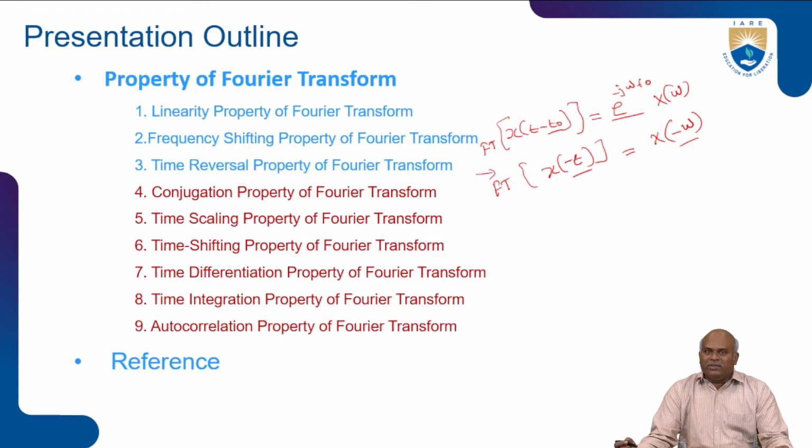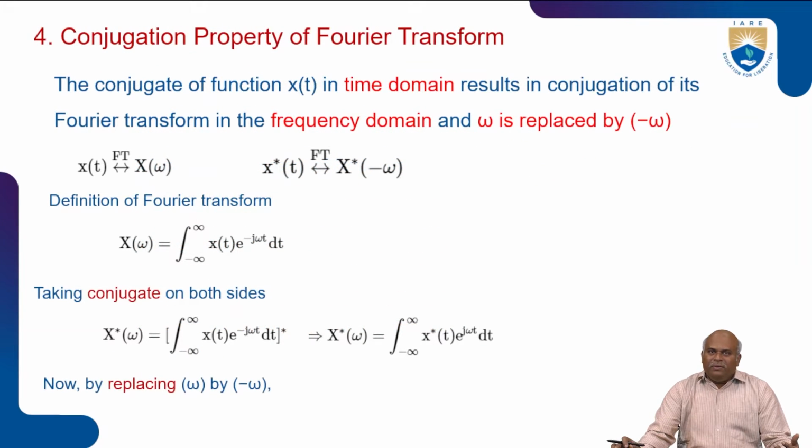In this session we go for the conjugate property of Fourier transform, time scaling property, time shifting property, time differentiation property, time integral property, and autocorrelation property of Fourier transform. These six properties we will cover in this section. First, the conjugate property of Fourier transform.